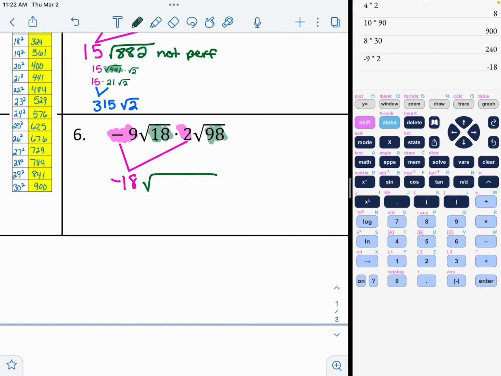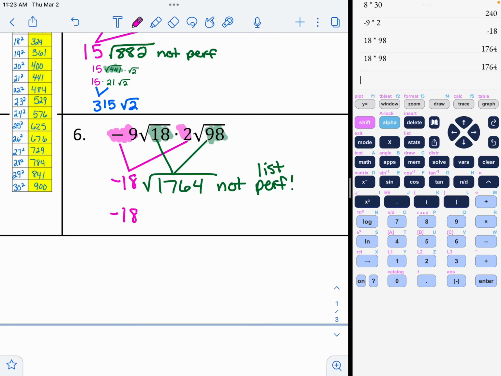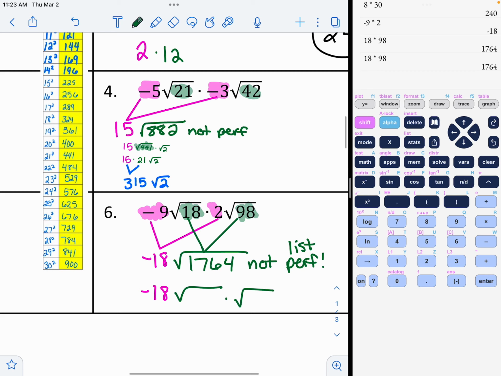And then the square root of 18 times 98. Let's see. You and I would use a calculator there. So 1764. This is not perfect. That one's really not perfect, so I need to use my list. So I'm going to drop down my negative 18, and I am going to break this apart. And now I need to go to my list. I'm just going to start at 841. So 1764 is not divisible by 841, but I'll just start there, okay?